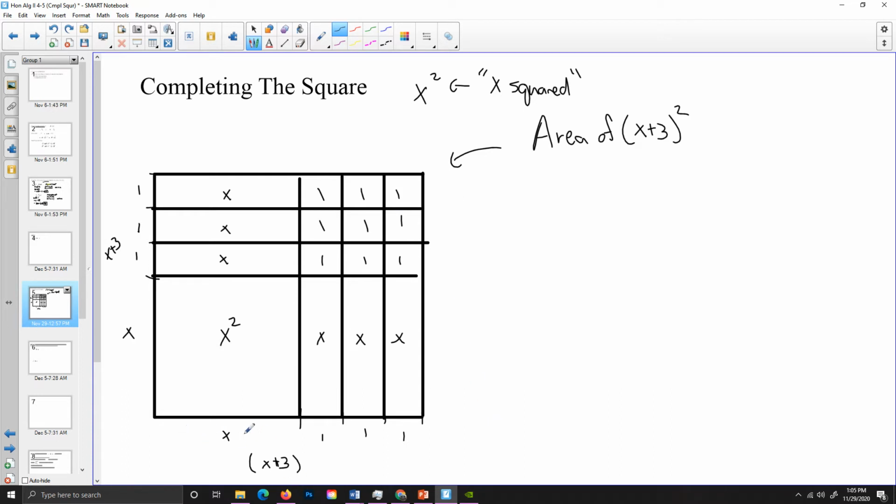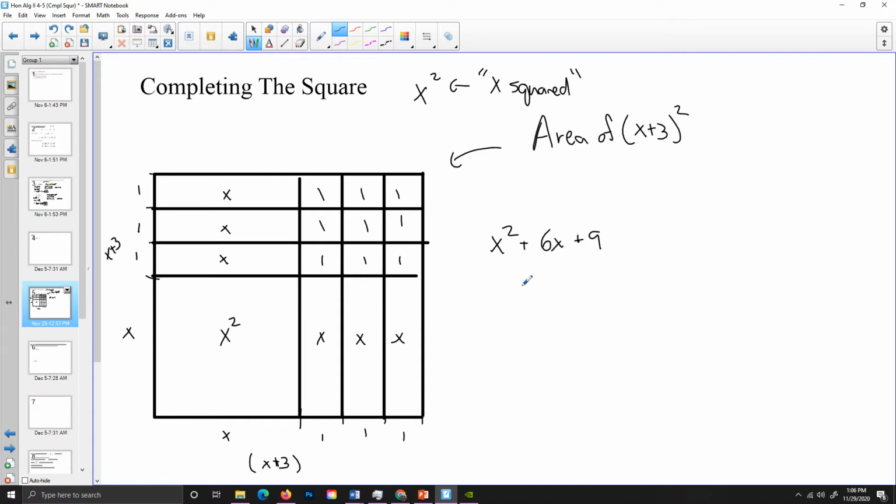The area is not only the length times the width, but it is also the sum of all of the pieces. And those pieces add up. I have my x squared. I have 1, 2, 3, 4, 5, 6 x's. So I have 6x. And I also have 1, 2, 3, 4, 5, 6, 7, 8, 9 units plus 9. This is a perfect square trinomial.